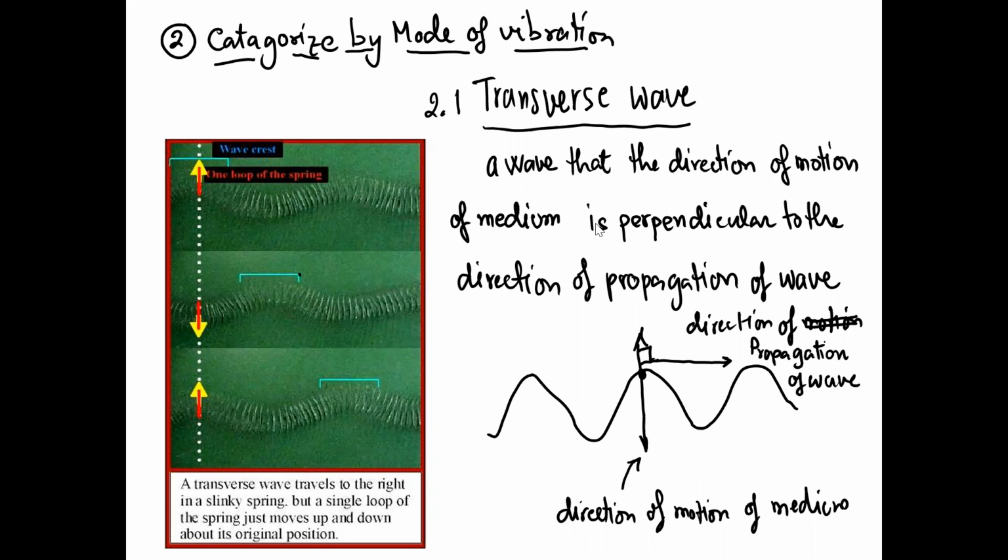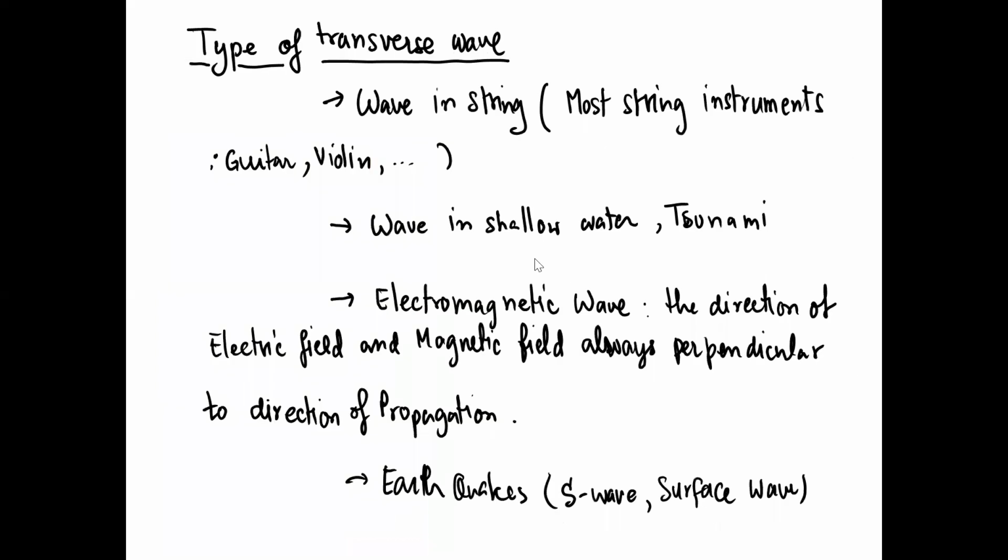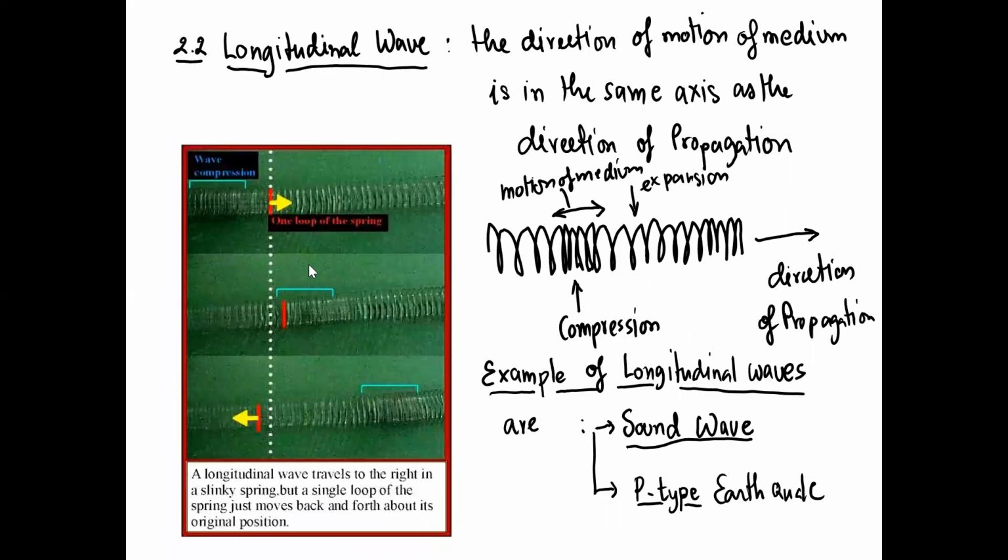The perfect examples for this are the wave in a spring, wave in ropes, a surface wave of the sea, for example. These are all transverse waves. The other type is called a longitudinal wave. A longitudinal wave is a wave where the motion of the medium is in the same axis as the direction of propagation. So it's going back and forth.